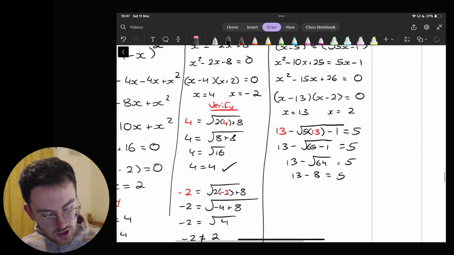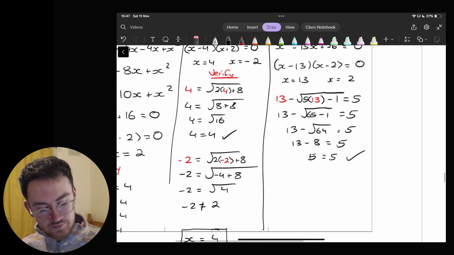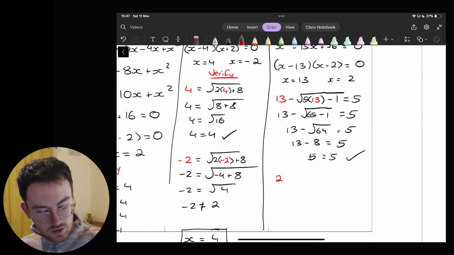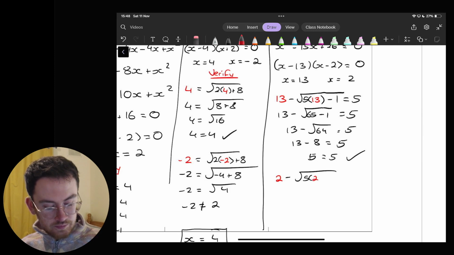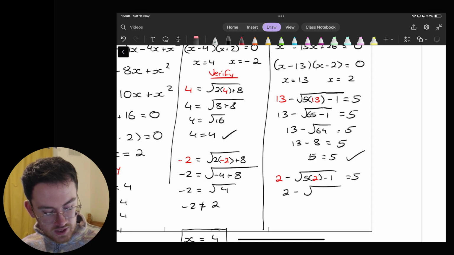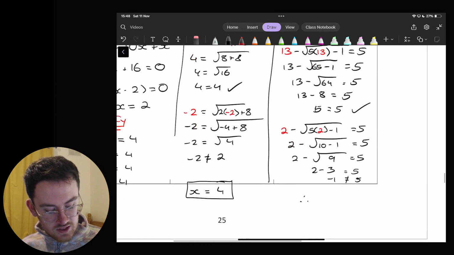Jumping ahead a little bit, but 13 minus 8, of course, is 5. So I get my answer. Checking now with 2: is 2 minus the square root of 5 times 2 minus 1 equal to 5? So 2 minus 10 minus 1, which of course is going to be 9. So is 2 minus 3 equal to 5? Minus 1, of course, not equal to 5. So therefore my answer is that x is equal to 13.